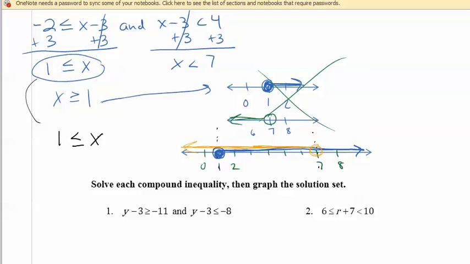But what else do I know about x? Hopefully you guessed that x is less than 7. So I'm going to bring this down. So x is less than 7. So what I get is a compound inequality that is between 1 and 7.